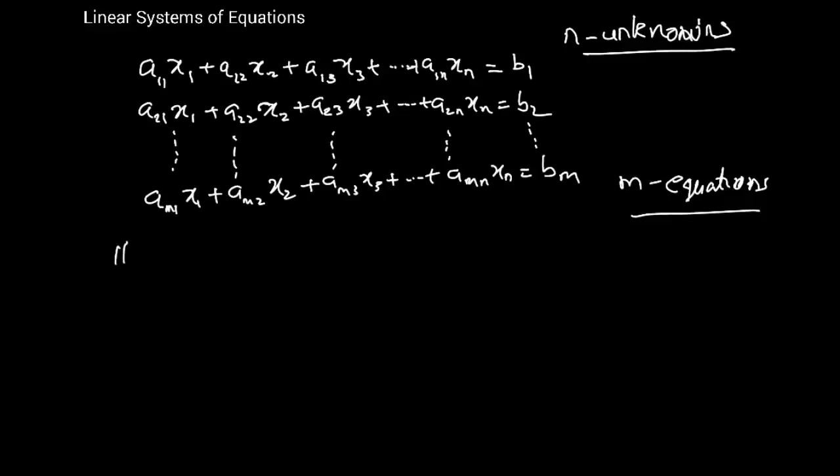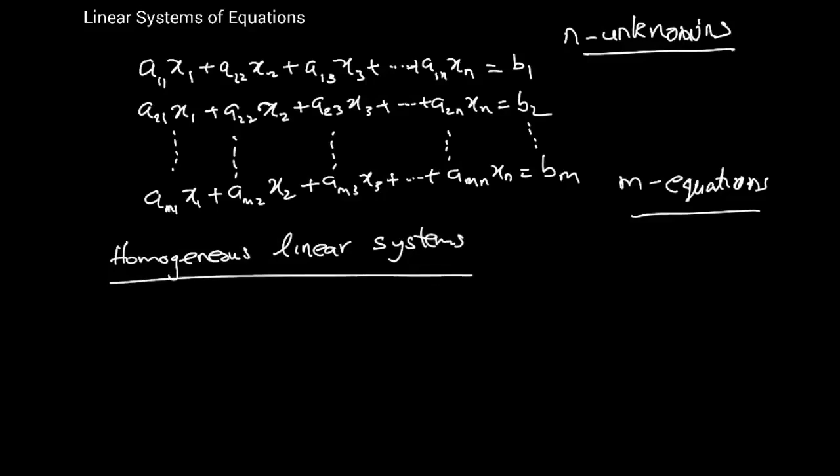Now let's look at some other points. One other thing I want to look at is homogeneous linear equations, or homogeneous linear systems of equations. What I mean by homogeneous linear systems is if b1 equals b2 equals b3 equals all the way up to bm, all of these are 0.